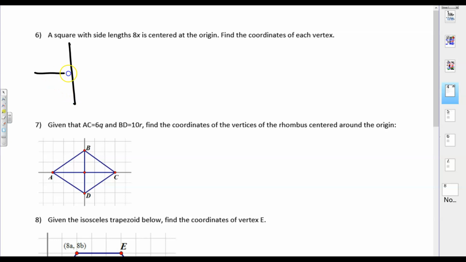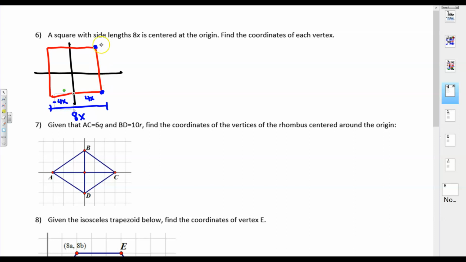So let's draw that. Here's my origin. A square centered at the origin is going to look something kind of like that. And now if I know that my side lengths are 8x, that means this whole thing is 8x. That means that to come out to over here, this has to be over 4x, and this has to be over -4x in order to get these actually as vertices. And same thing up here.